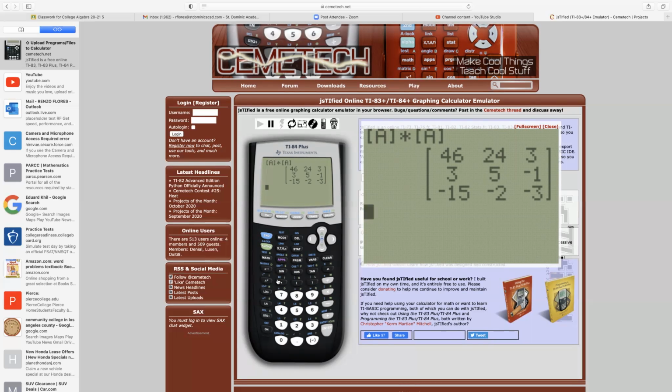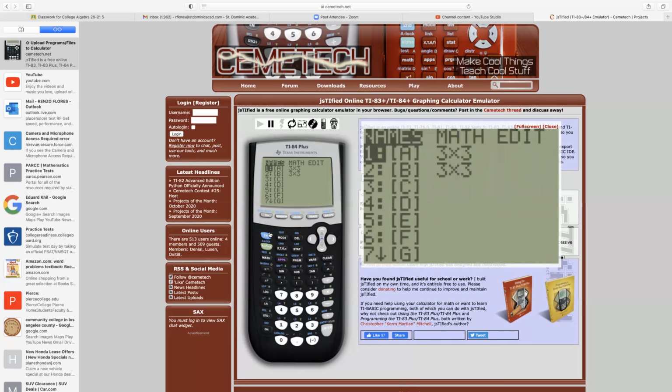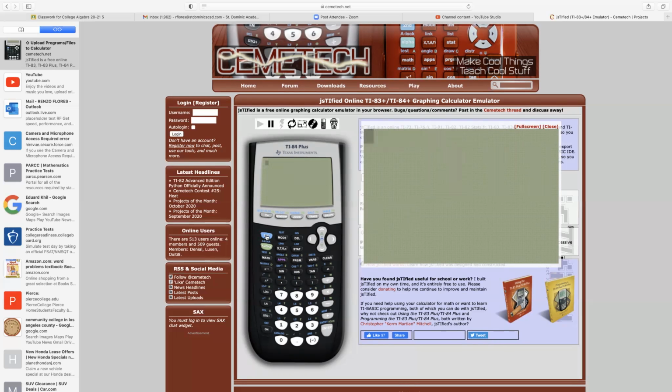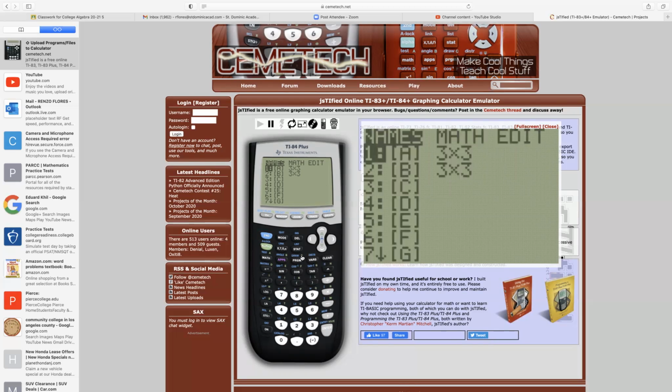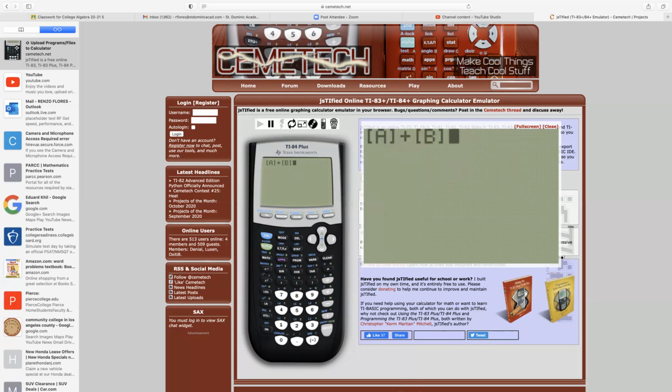So for example, I press second matrix. Let me clear this up first. I always forget this. So second matrix, let's choose matrix A, and then plus matrix B. Second matrix, and matrix B should be this one. Click on that. That's it.